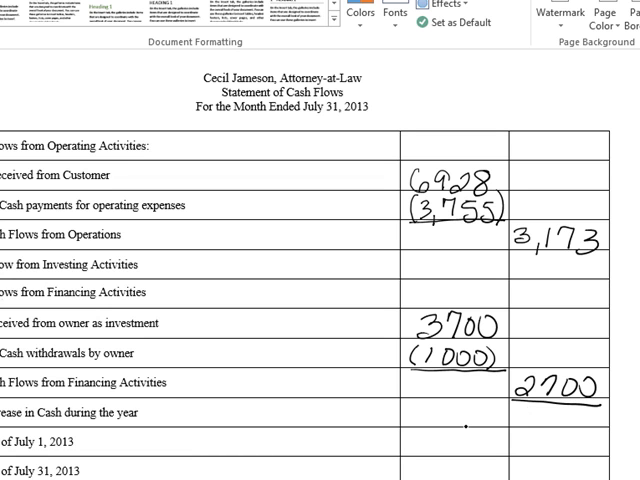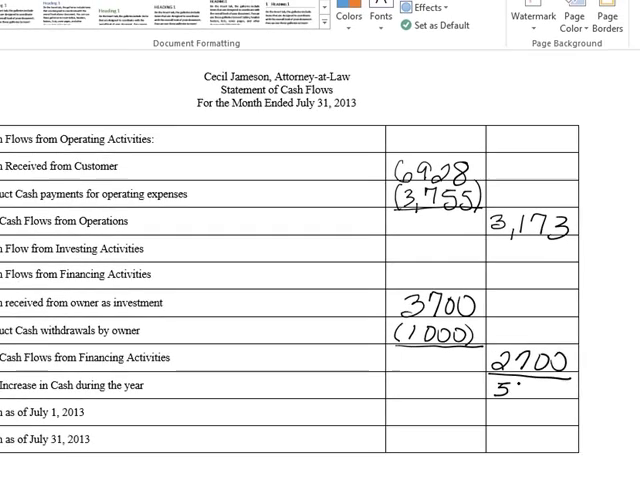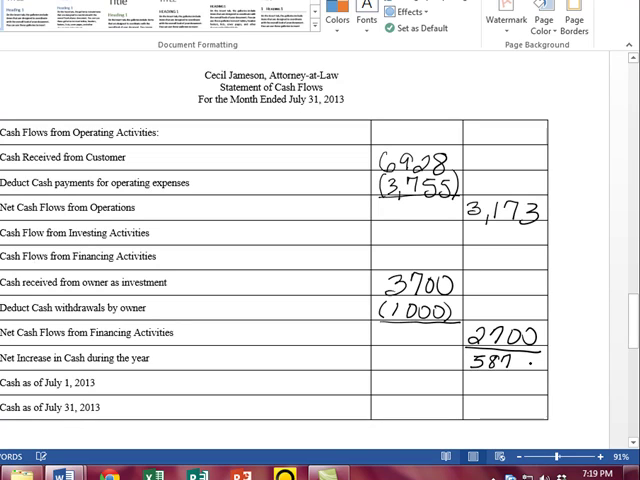Draw a line for another calculation, and we're going to determine whether there was an increase or decrease. And what we're looking at here is there was an increase in cash of $5,873 for the month. We're going to add in the cash at the beginning of the month, and if you look back at the transactions, you see that the beginning balance for cash was $1,000.